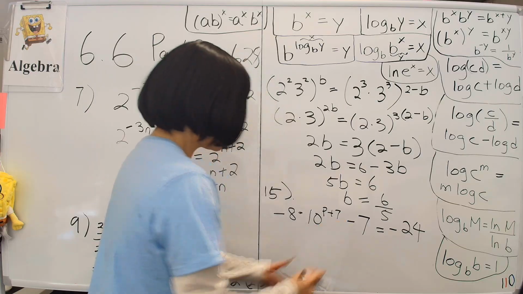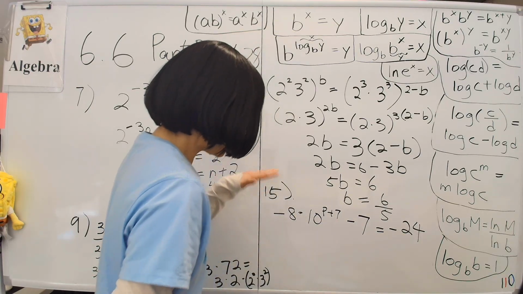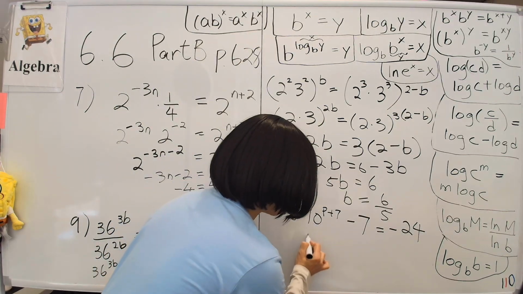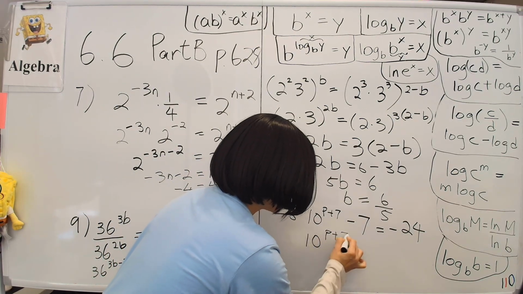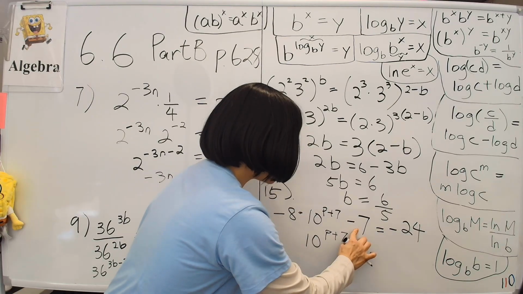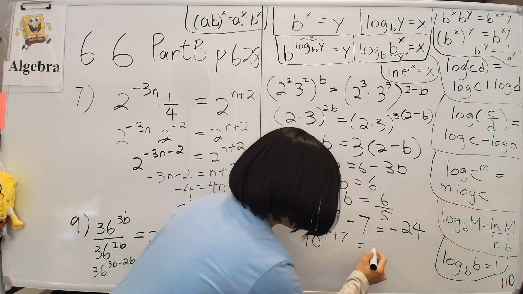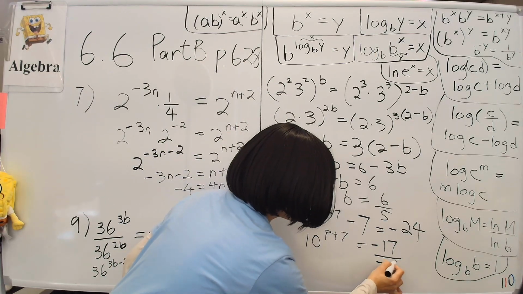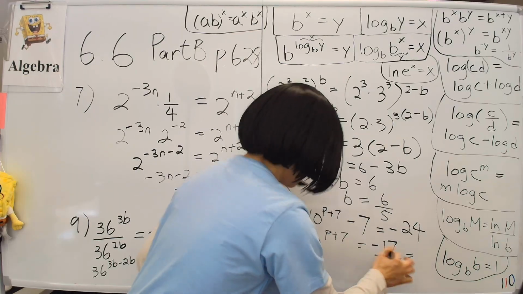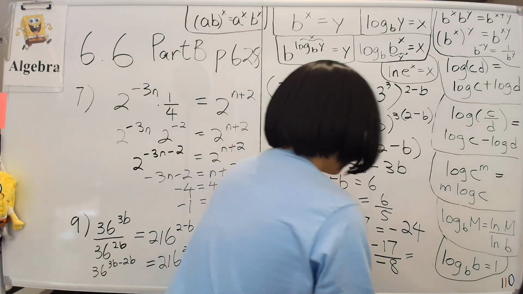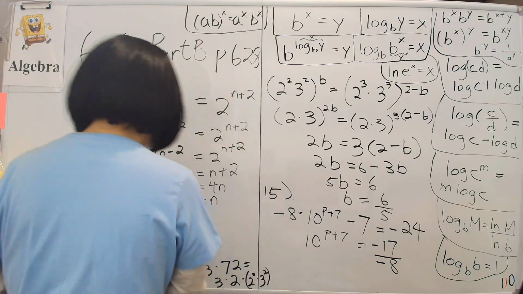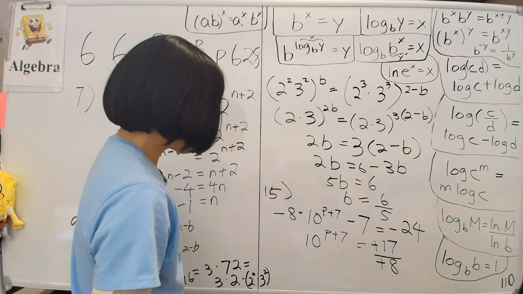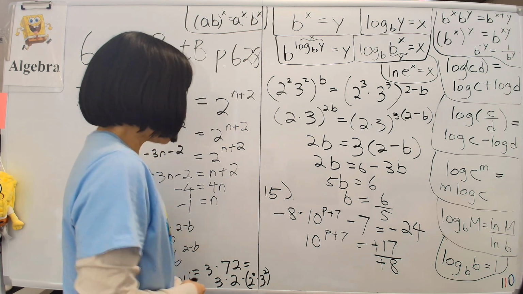And to do that, first we'll kick this minus 7 to the other side. Then we're going to push the negative 8 underneath. From doing that, we get 10 to the p plus 7 is going to be minus 24 plus 7, that is negative 17, divided by minus 8. We have 2 minus signs, so let's cancel those out. So we have this. And so next, now what?